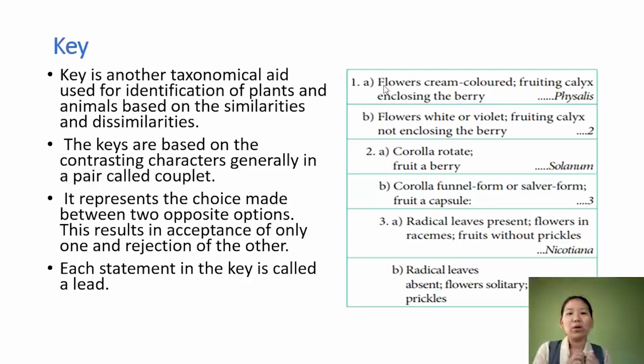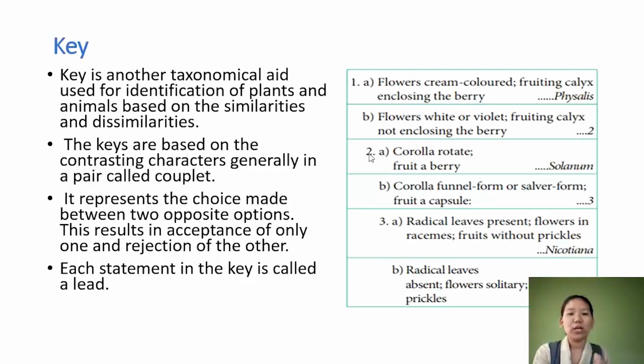And then if the flower is cream colored, with fruiting calyx enclosing the berry, then your plant is Physalis. And if your plant is not matching with this lead, then you can choose the next one. Okay, flowers are white or violet, and fruiting calyx not enclosing the berry. If it is so, then you will be given a lead guide wherein you have to move to 2.